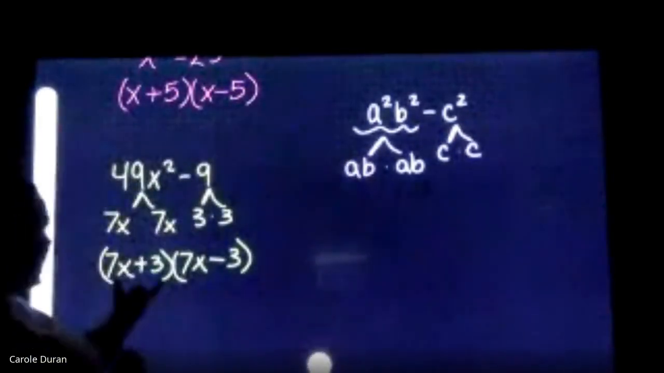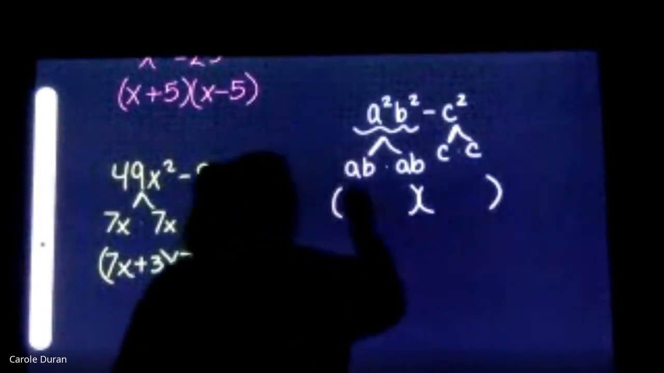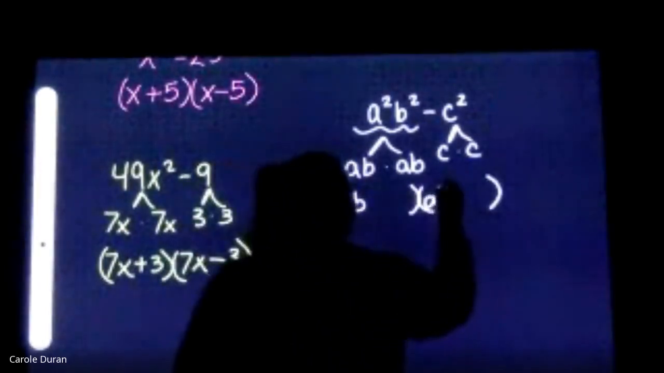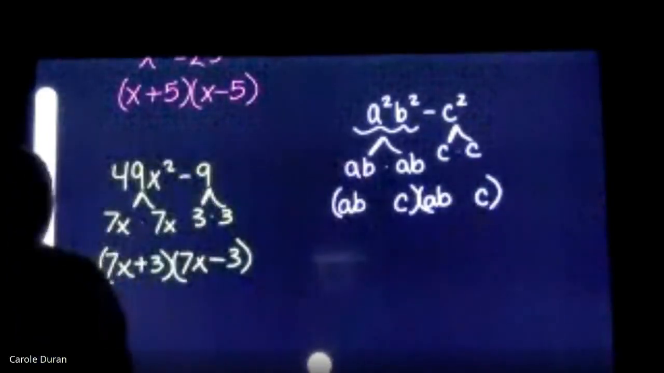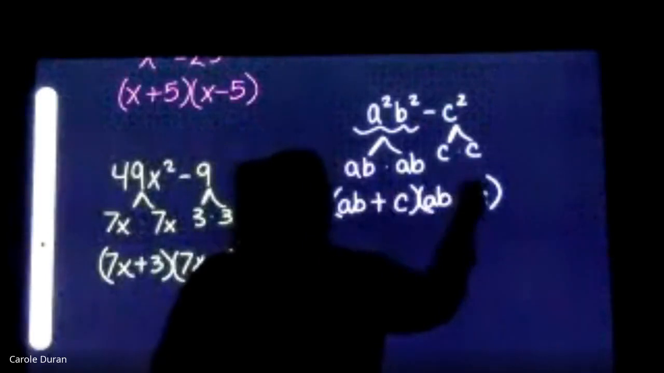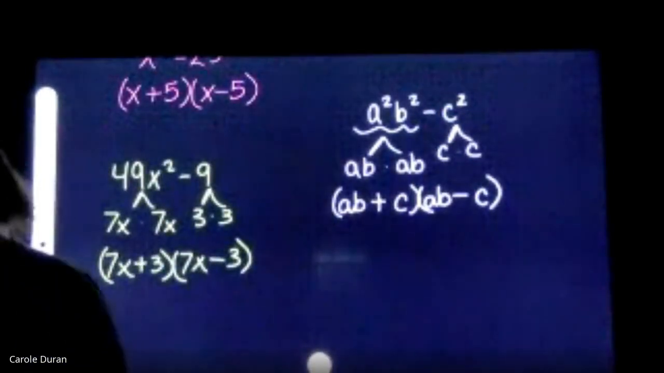And then it factors exactly like this previous example. So I'm going to have 2 factors. The root of the first term goes at the beginning of both. The root of my second term goes at the end of both. One is addition and one is subtraction because it was a difference, or subtraction, of squares.